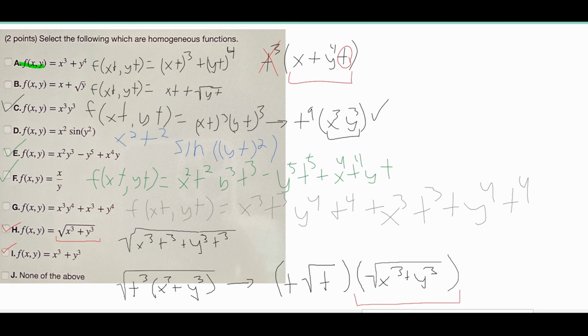Once again, to test if something is homogeneous or not, all you have to do is plug in a t to the f area, so you'll get f of xt and yt, and then plug in the t into the equation. After you do this, you try to factor out the t, and if the t's all factor out and you're left with your original equation, that means it is homogeneous. If you try to factor it out and you still have t's left in your equation, it is not homogeneous.